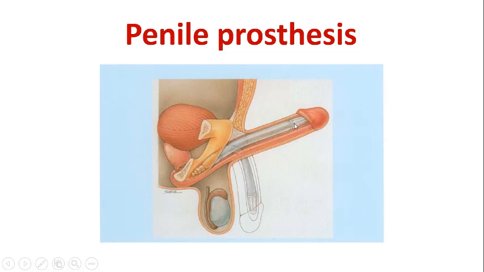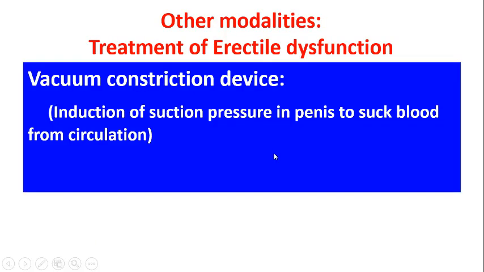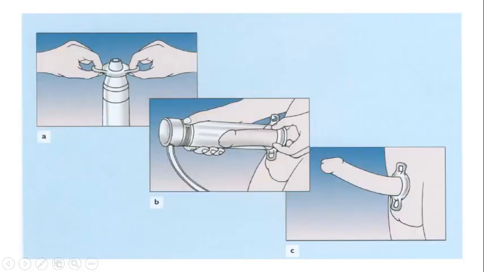Penile prosthesis can be inserted into the corpora cavernosa of the penis like this. The last modality of treatment of erectile dysfunction is the vacuum constriction device. The idea of the vacuum constriction device is to induce suction pressure over the penis to suck blood from the circulation, like this. And we lift a band at the base of the penis to keep the blood in the penis until the end of the sexual activity.